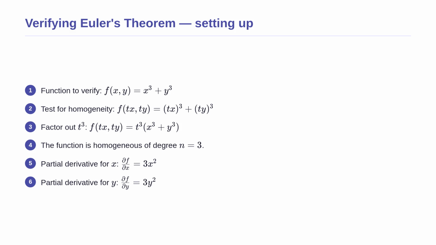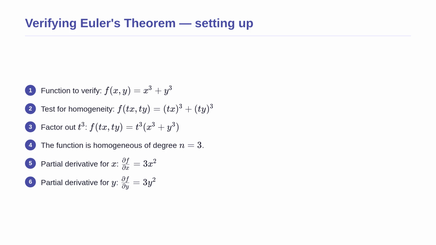Before we trust this formula, let us verify it with a straightforward example to build confidence. We are given the function f of x and y equals x cubed plus y cubed. Our first step is to prove the function is homogeneous and find its degree. We replace every x with t times x and every y with t times y. Expanding the cubes and factoring out t cubed reveals our original function. This proves the function is homogeneous with a degree of 3.